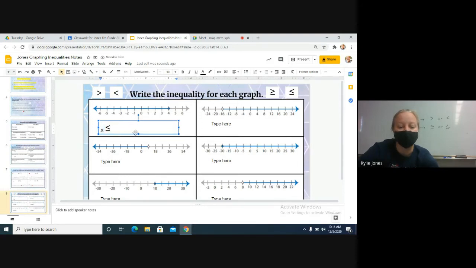Oh, that's really big. That's okay. Less than or equal to. And then what number is it going to be less than or equal to? 4. Wow, that x is so tiny. I just put a space and it became big.